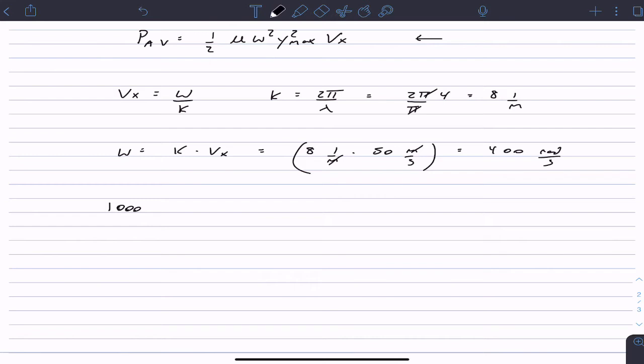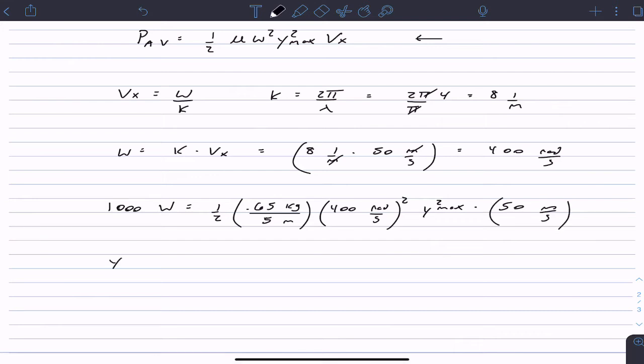1,000 watts. It's going to equal half times, what was it? It was 0.65 kilograms over 5 meters times 400 radians per second, all squared, right? And this is y squared max, which is what we're trying to solve for, times 50 meters per second. So we just solve for y max.